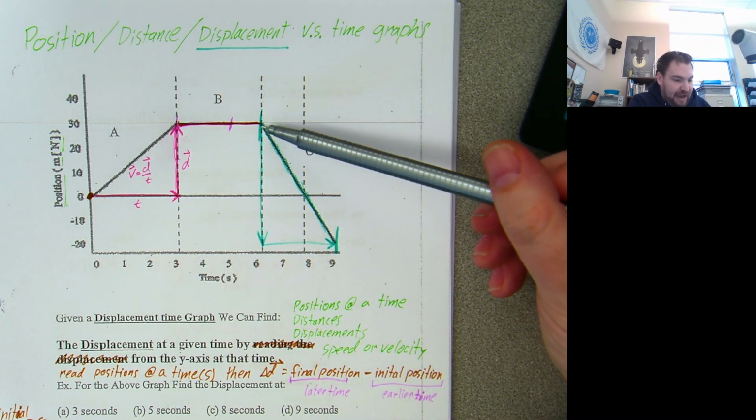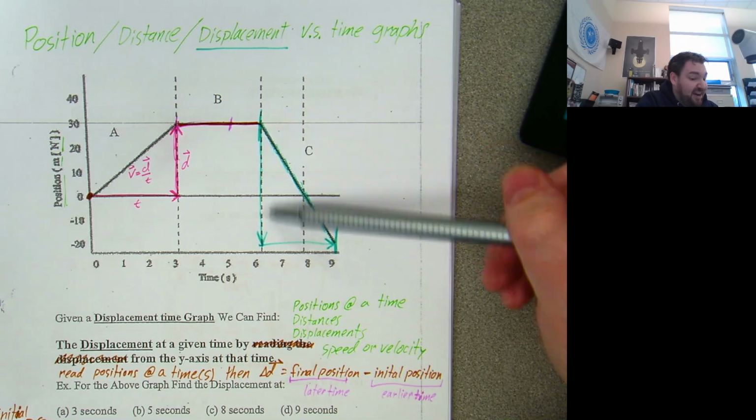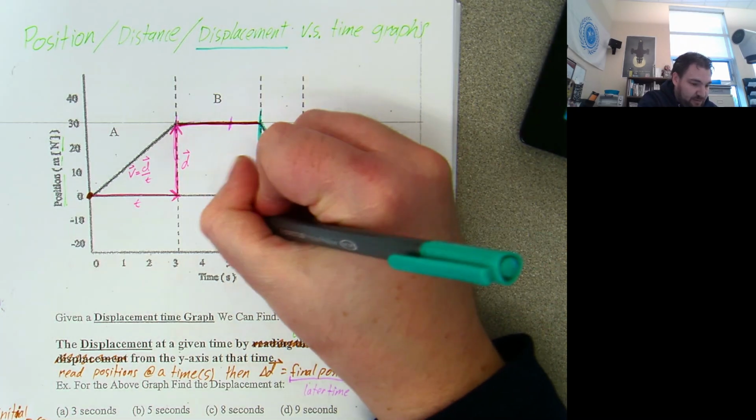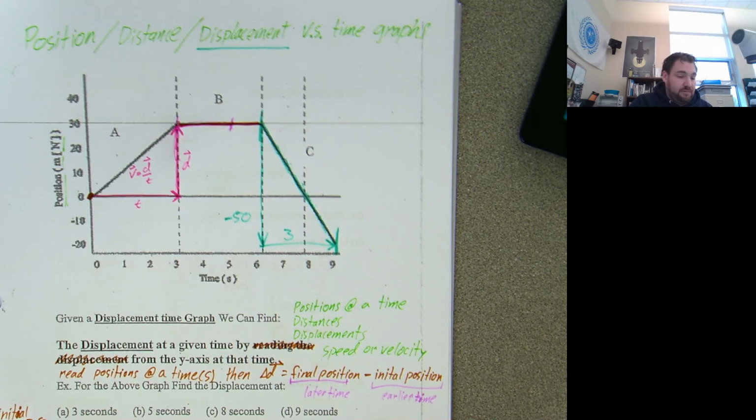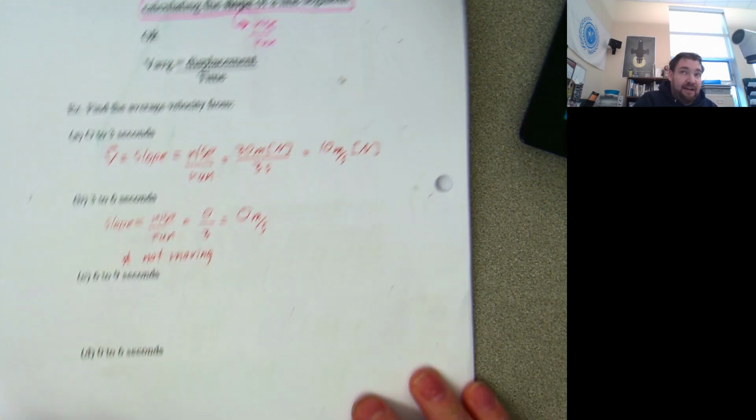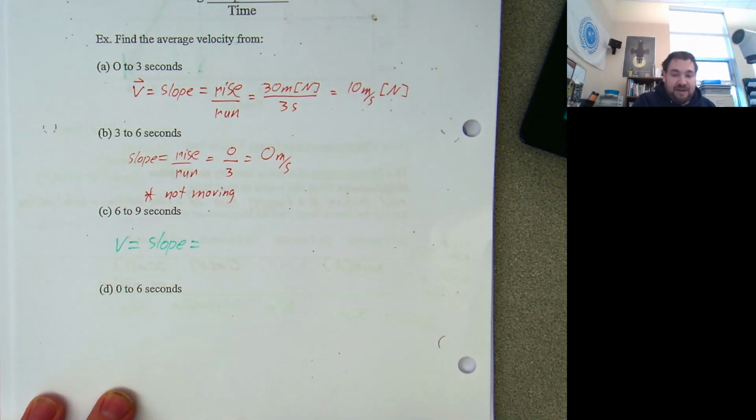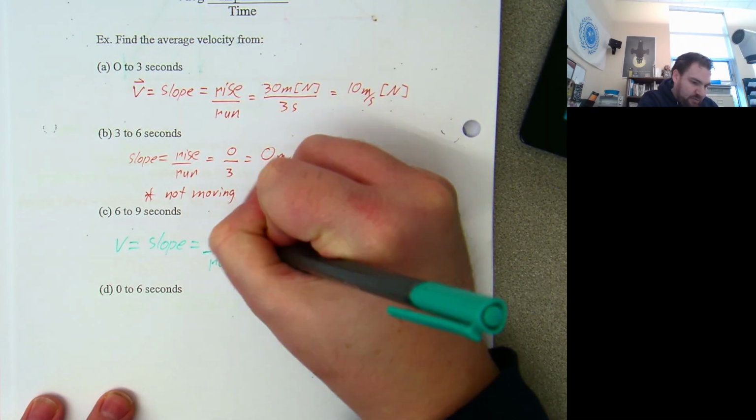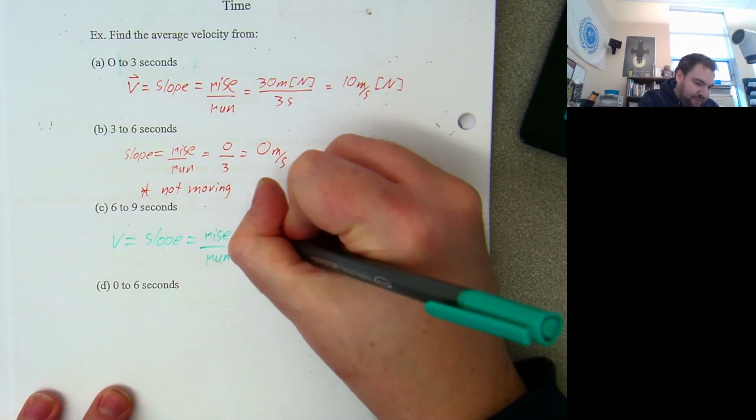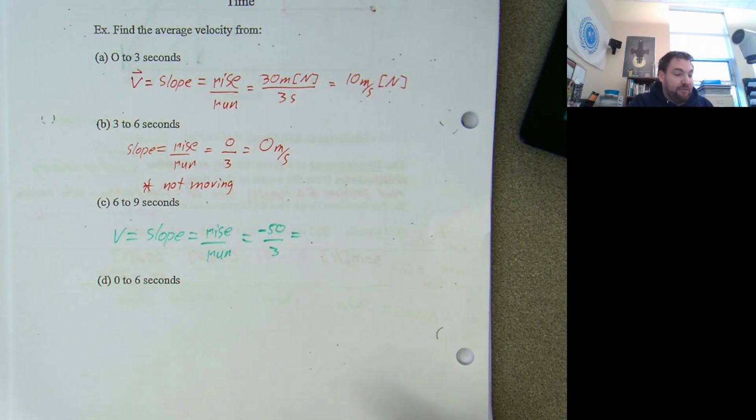What's the rise on this graph? Sorry, Kale? Almost. It's a rise that goes down. Negative 50. And the run is 3 seconds. So we can go ahead and do that. If we want the velocity, velocity is equal to the slope on a displacement-time graph. Slope is equal to the rise over the run. Kale said the rise was negative 50 because it goes down, divided by the 3 seconds it took to go down.